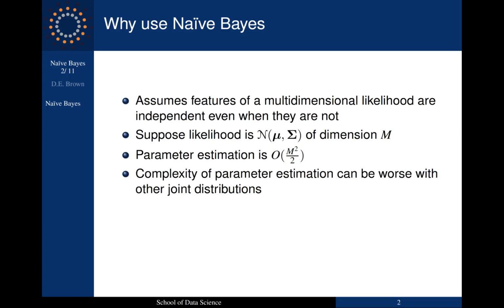And the complexity of parameter estimation can be even worse with other joint distributions. So if we decide we want to use different joint distributions and put them together, which often we do, then the estimation problem can get very difficult.